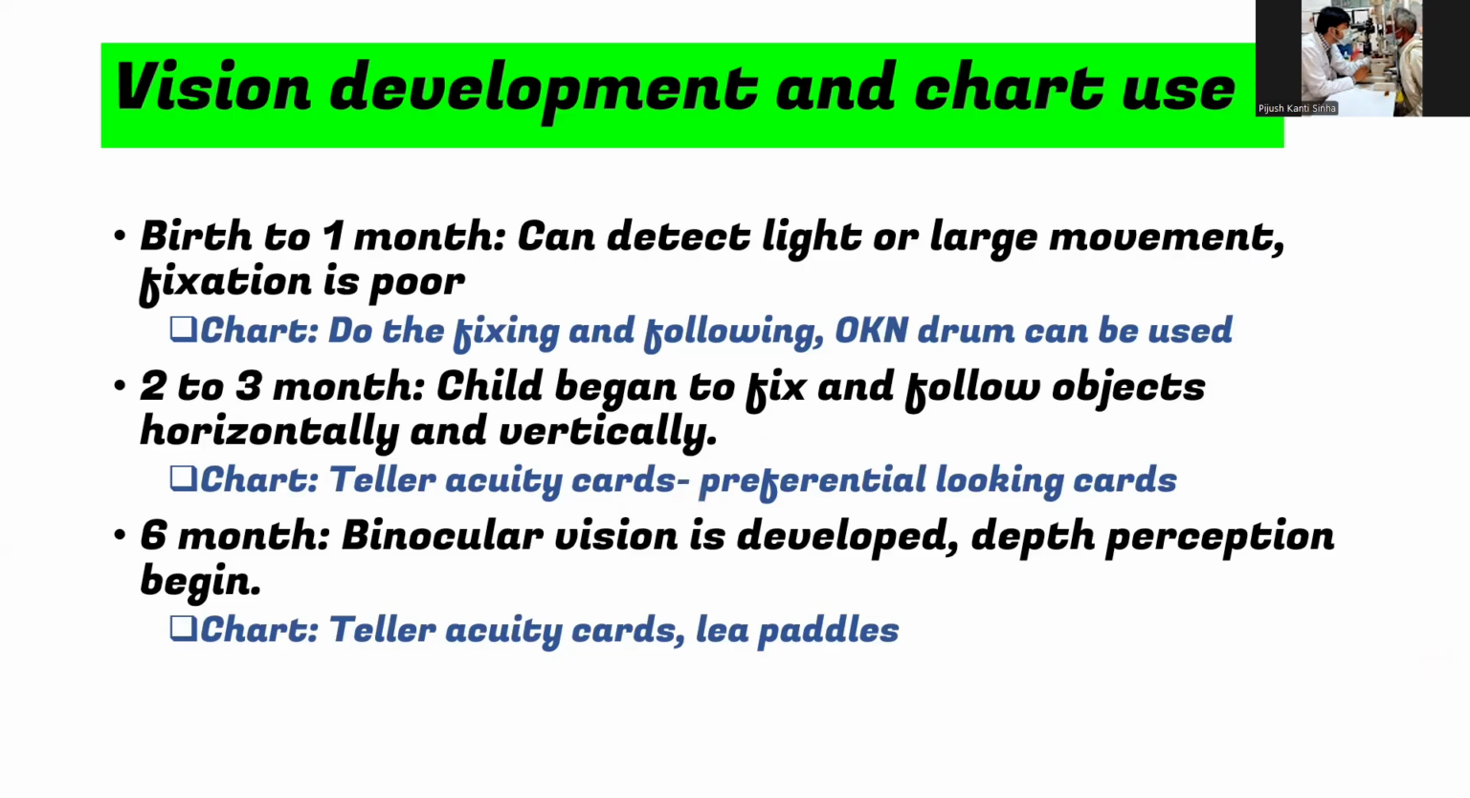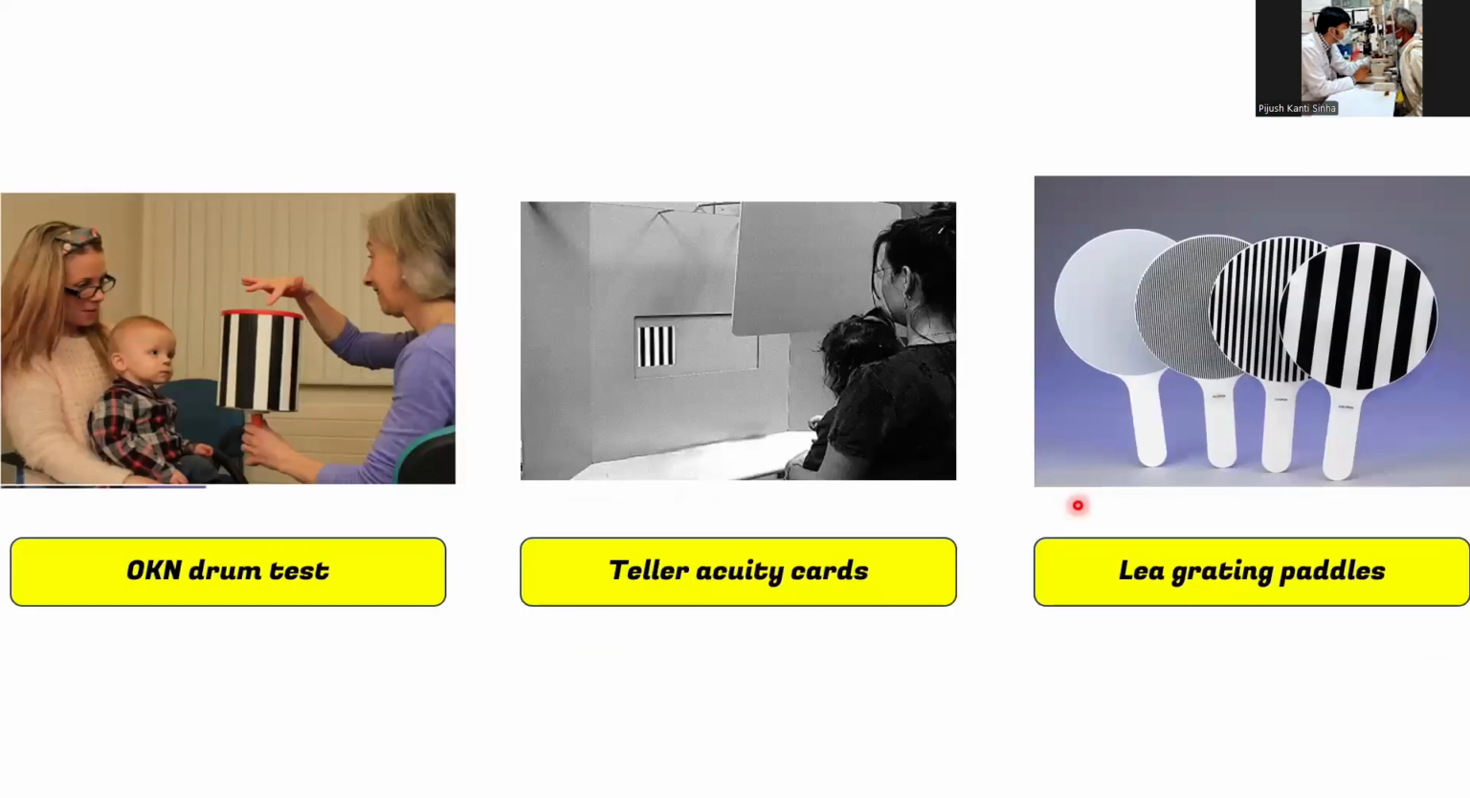So, in the first 6 months of life, we mainly rely on observation-based and preferential looking tests, because the child cannot communicate with you, but their visual behavior tells us a lot about how their vision development is going on. Here you see the OKN drum test that we do in children from birth to 3 months, or up to 2 months, where the child is not able to communicate with you properly.